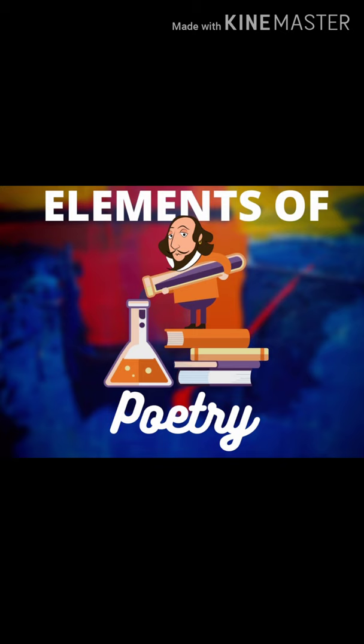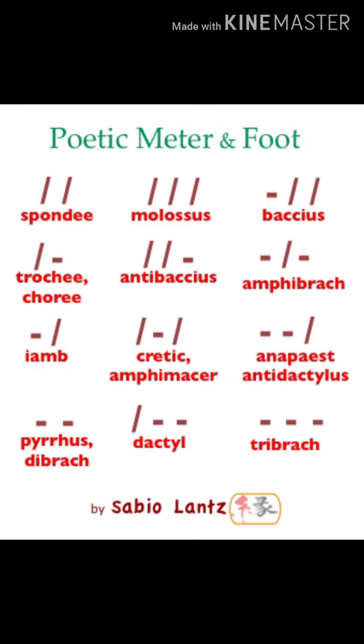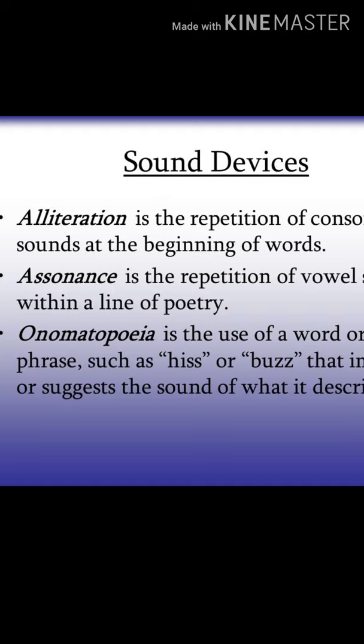Poetry includes rhyme scheme, meter, and word sound. That means an ABAC rhyme scheme, and meter, which can be iamb, trochee, spondee, anapest, dactyl. And another thing is word sounds. Word sounds means alliteration, assonance or consonance. These are the figures of speech or poetic devices that are used. Now we are going to look in detail at all of these.